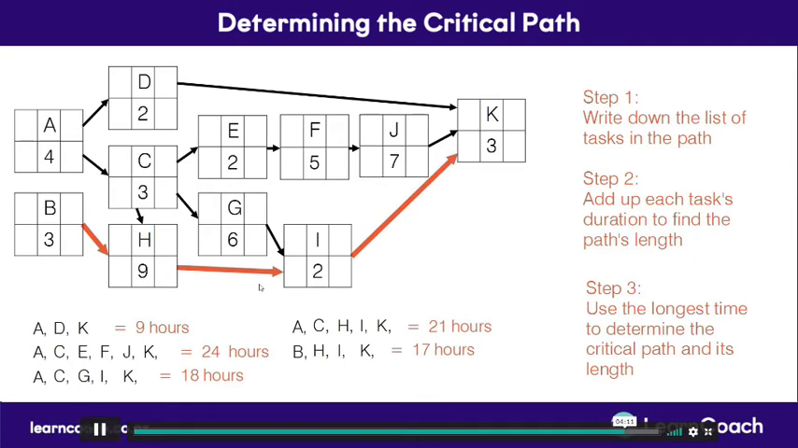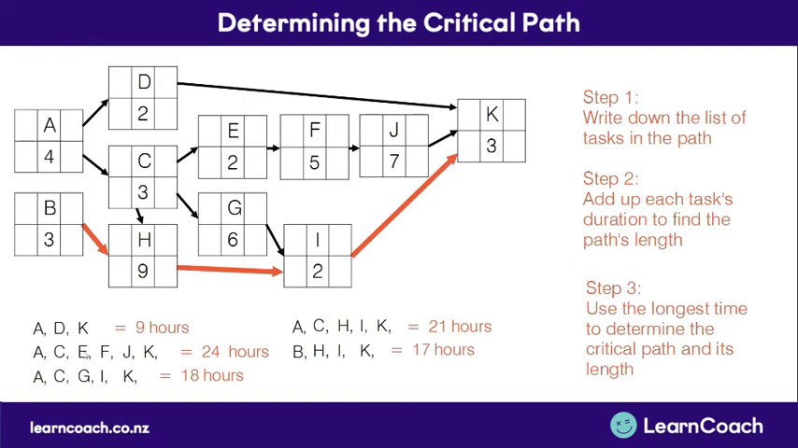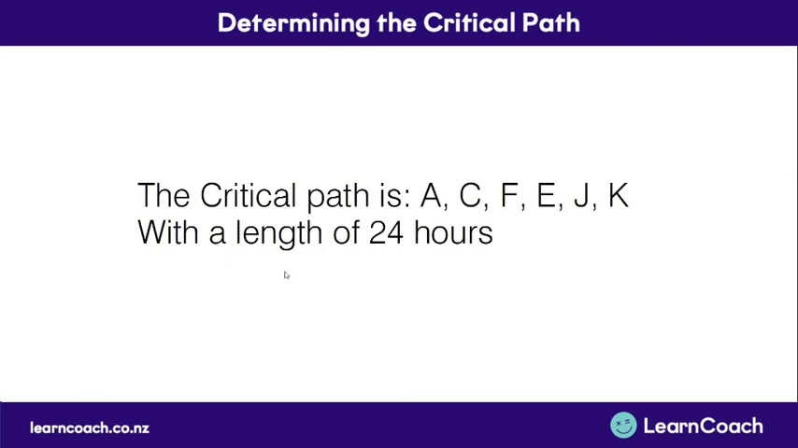The longest time is pretty obviously 24 hours, meaning that the critical path is A, C, E, F, J, and K. Now, in your exam, if you want to write it out, something like: the critical path is A, C, F, E, J, K, with a length of 24 hours. Okay, so that's all there is to finding the critical path.